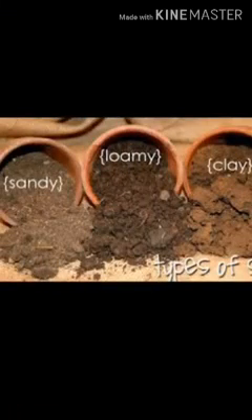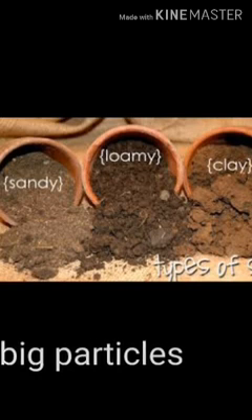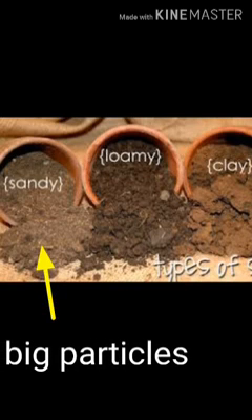Now the soil is classified into various types on the basis of the proportion of particles of its components. If the bigger particles are there, then that type of soil is different, and if the particles are very small, that type of soil is different. So basically there are three types of soil: sandy, clayey and loamy soil. If the soil contains a greater proportion of big particles, then it is called sandy soil. The particles mostly are big.